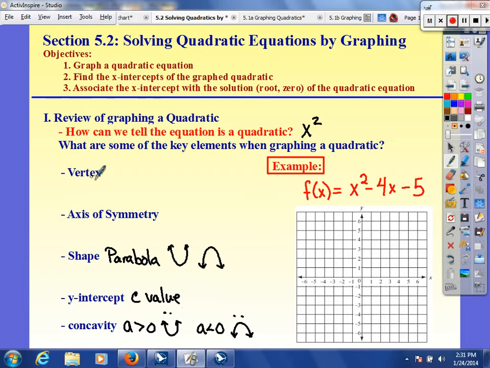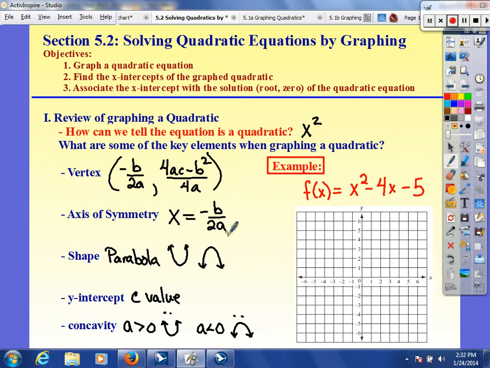The vertex is very important when we talk max and mins. It's not going to be as important here in 5.2, but we still need to be able to find it in order to help us graph. Remember, the vertex x value is the opposite of b over 2a, and then the y value is 4ac minus b squared over 4a. You can also take the x value of the vertex and plug it back into the function to find the y value if you prefer. Axis of symmetry, remember, that's a fold line. It's x equals the same x value as the vertex, so the opposite of b over 2a.